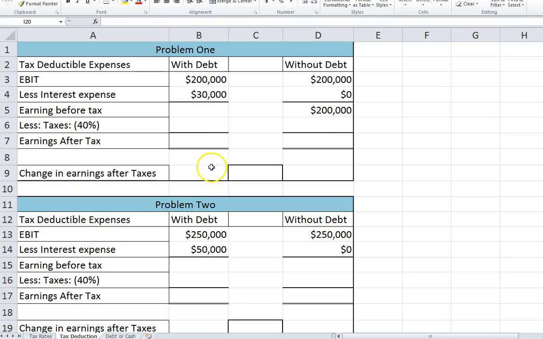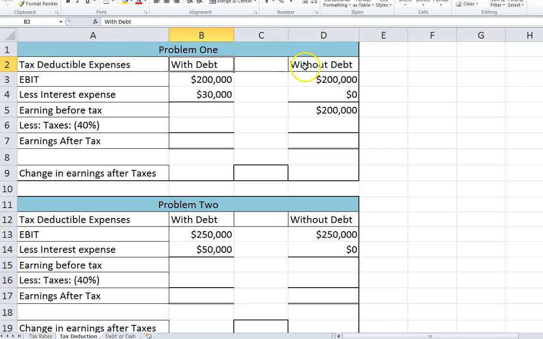In this sheet, we have problem one, and I'm going to walk you through it. We have two different scenarios, the scenario with debt and without debt. We have earnings, EBIT, which stands for earnings before interest and tax, less the interest expense of $30,000. So earnings before tax would be $200,000 minus the $30,000. My tax on this is going to be 40% of $170,000. My earnings after tax are going to be my earnings before tax minus my taxes.